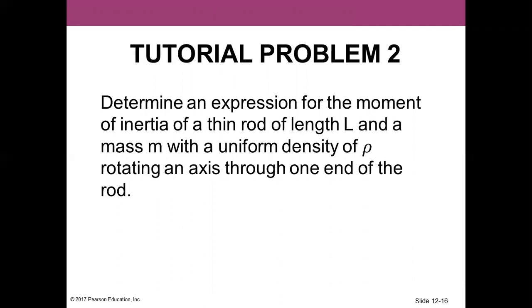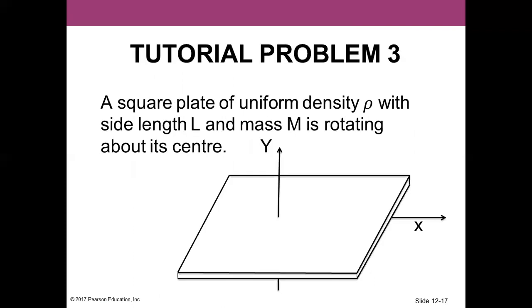Determine an expression for the moment of inertia of a thin rod of length L and mass M with uniform density rho, rotating about an axis through one end of the rod.